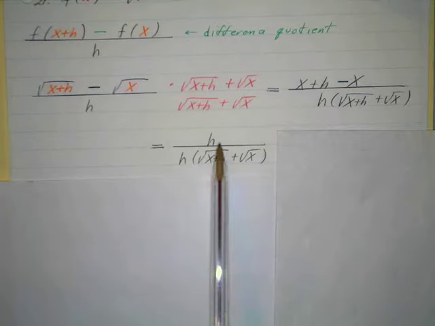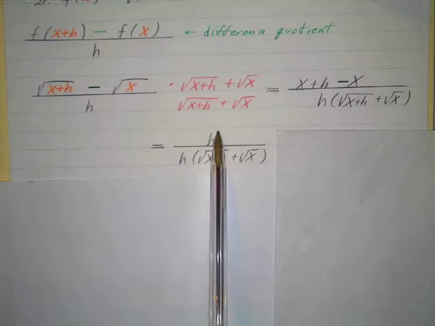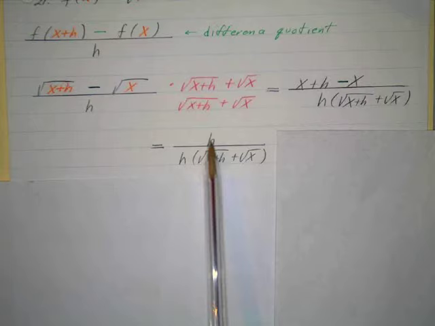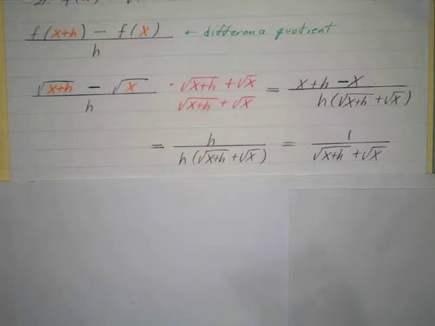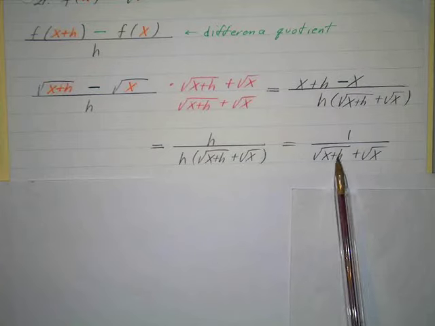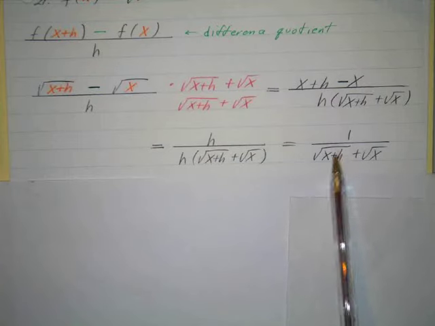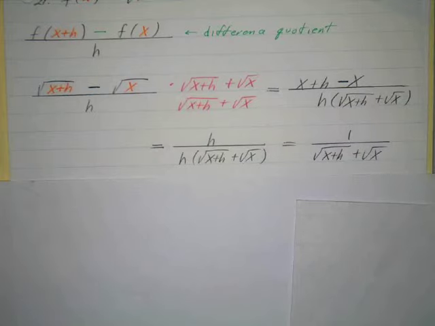Now notice again, I've got a common factor in the top and the bottom of h. This is going to be important to us, to not have factors of h. So when I cancel that, I've got 1 over the square root of x plus h plus the square root of x. Now remember, I told you we could have terms involving h, but we don't want to have factors, so that takes care of that.